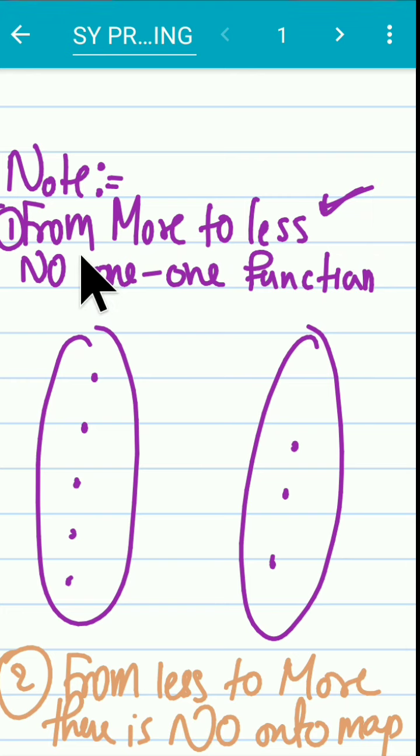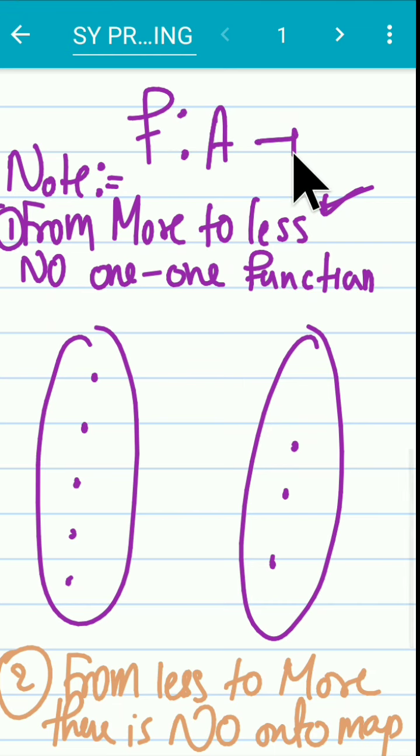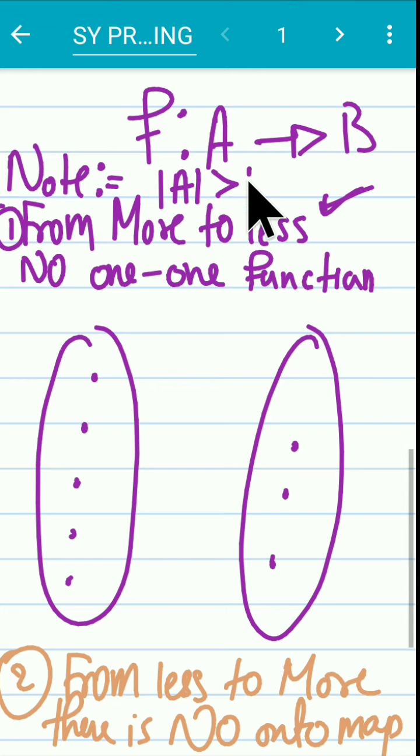The idea is from more to less, there is no 1-1 function. What I want to say in this is, if I have a map f from A to B, if my cardinality of A is greater than cardinality of B, then from A to B there cannot be any 1-1 map. This idea is really simple, but on this simple idea, thousands of different examples and questions can be created for the competitive exams.